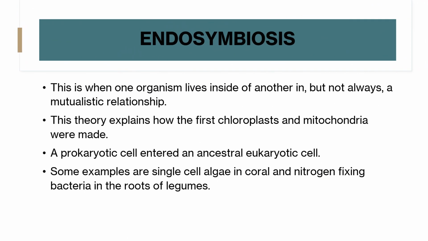Next, we'll talk about endosymbiosis. So this is a theory that they came up with to explain how the first chloroplasts and mitochondria were made. So they say that a prokaryotic cell entered an ancestral eukaryotic cell, therefore they come up with this endosymbiosis.